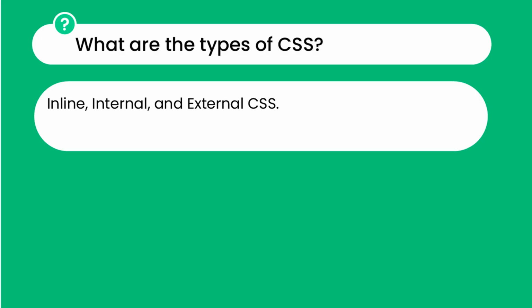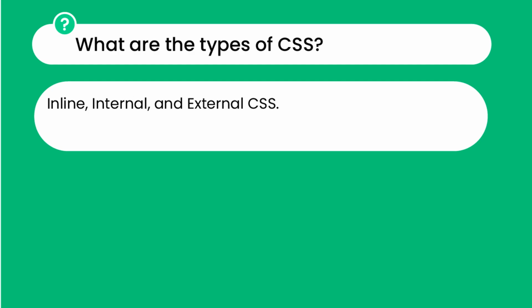What are the types of CSS? There are three main types of CSS: inline, internal and external. Inline CSS is written directly inside an HTML element using the style attribute. Internal CSS goes inside the style tag in the head section of your HTML. And external CSS is written in a separate .css file that's linked to HTML using a link tag.